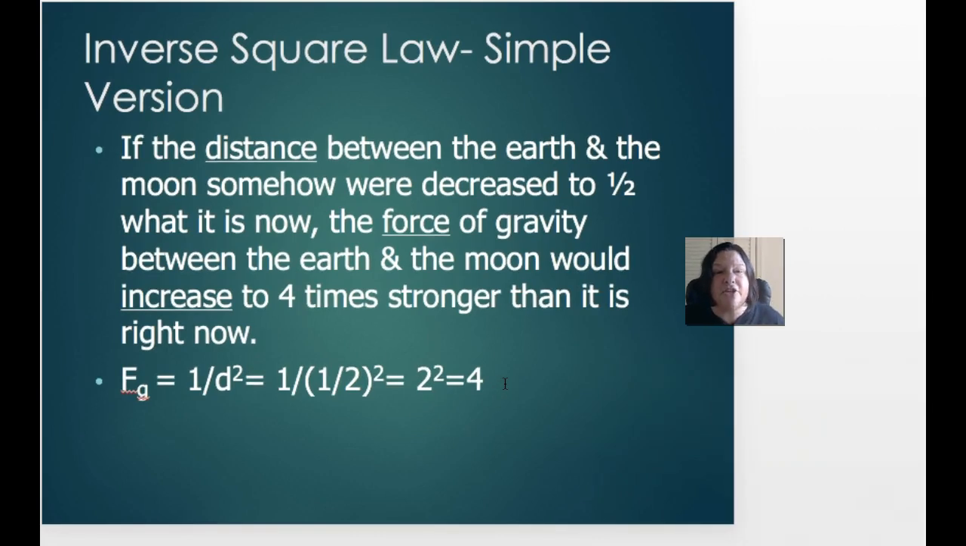So in general, because you don't need to memorize the equation, what you need to know is the closer it gets, the stronger it gets, and it happens very quickly. The farther it gets, the much, much weaker it gets, and that also happens very quickly. And it's related to the distance that the object is from the other object. And that's how the force of gravity works.